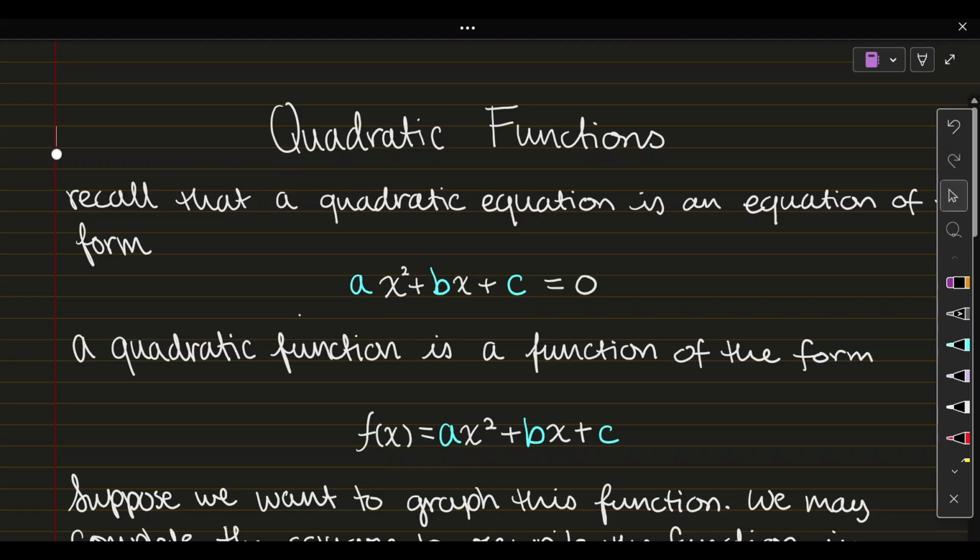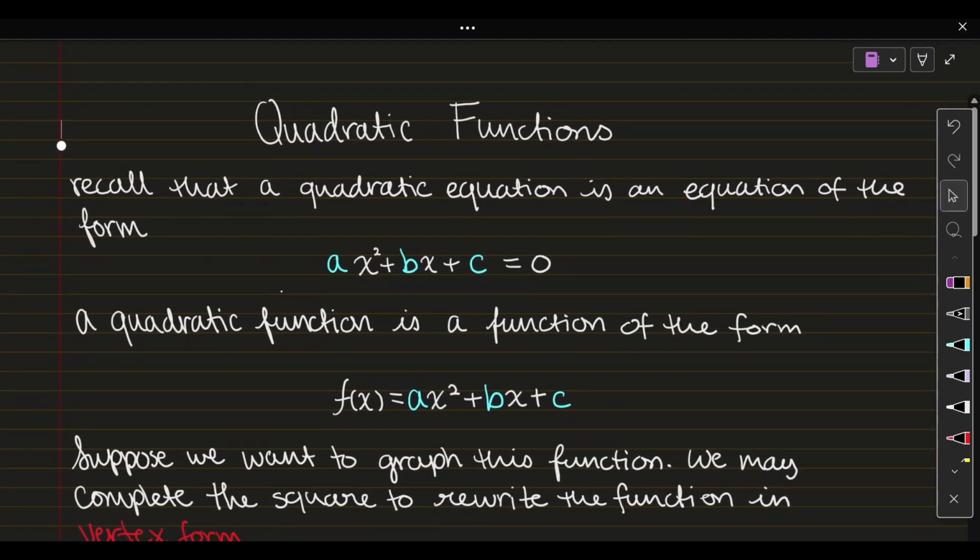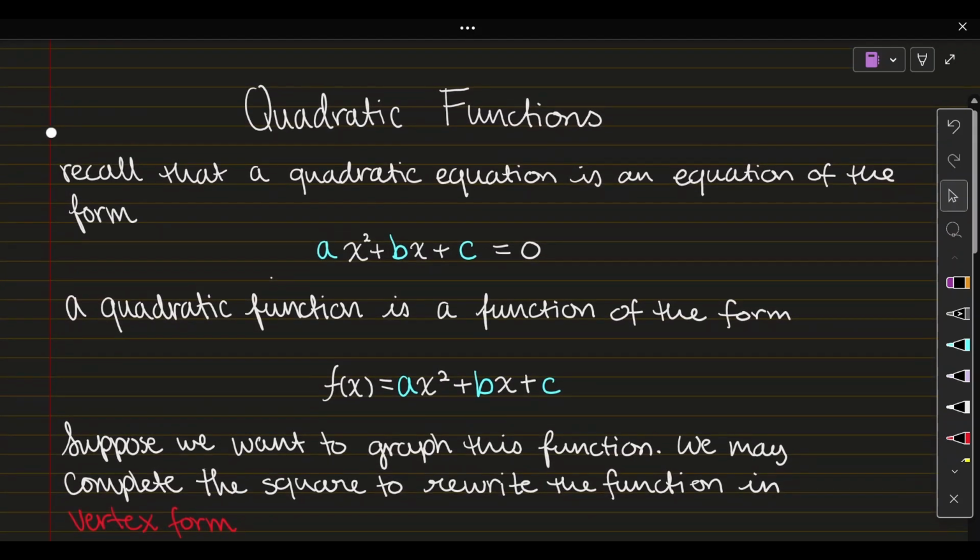In this video, we're going to talk a little bit about quadratic functions. And quadratic functions are a lot like quadratic equations. So remember, a quadratic equation has the form ax squared plus bx plus c equals 0. A quadratic function is just f of x equals ax squared plus bx plus c, right? It's a function in that usual quadratic form that we see.